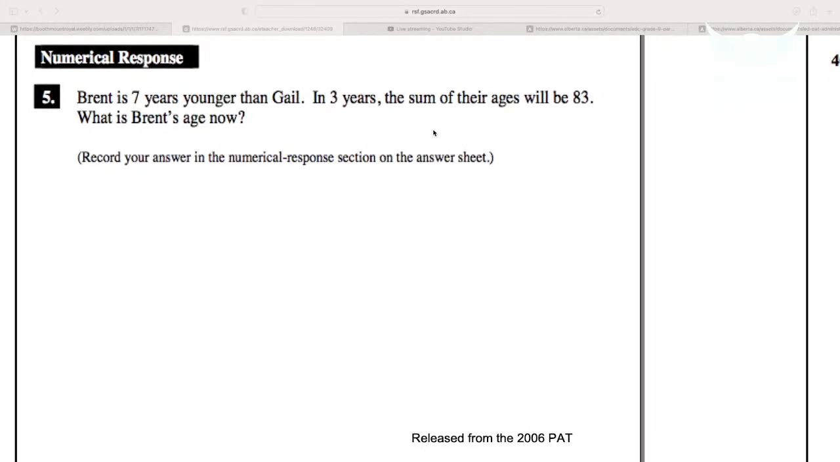Okay, next question, numerical response. Please read and let's do. Brent is 7 years younger than Gail. In 3 years, the sum of their ages will be 83. What is Brent's age now?